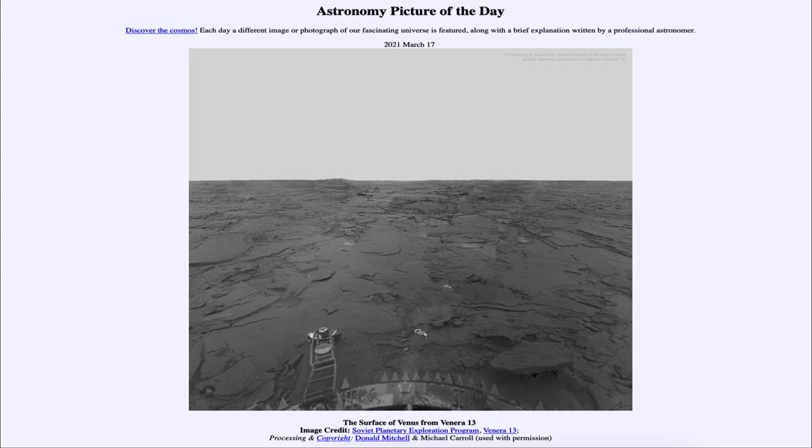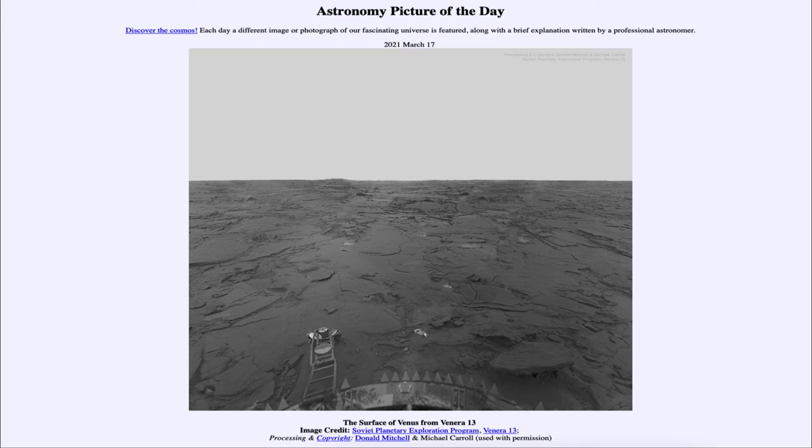And you can see part of the spacecraft in the foreground with one of the legs sticking out towards the left hand side. And then the surface of Venus, very flat, with a lot of flat rocks scattered off into the distance. It looks much like a deserted area on the Earth, some very dry desert areas. And what we don't see here are some of the very big differences between it and Earth.